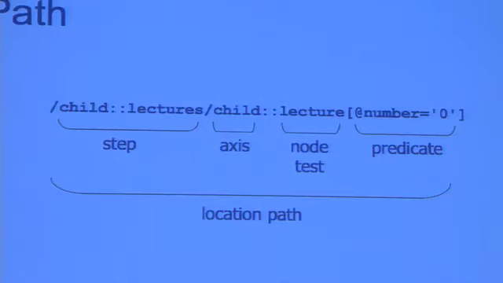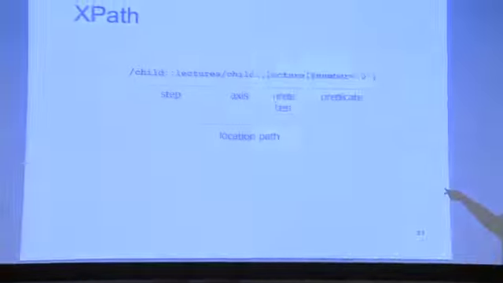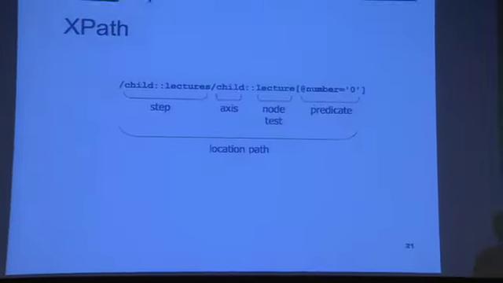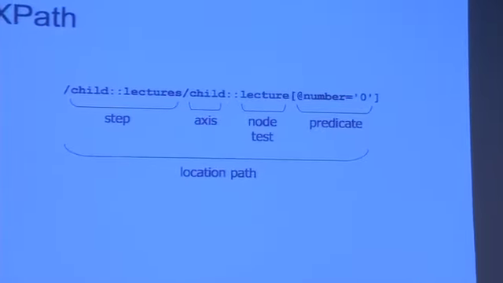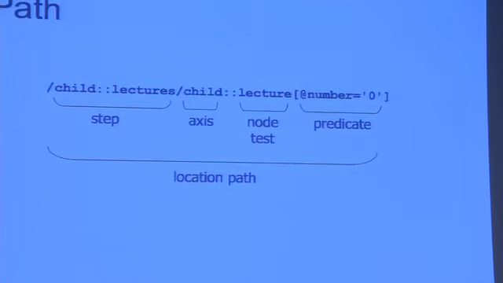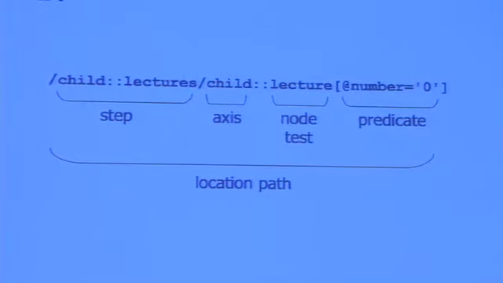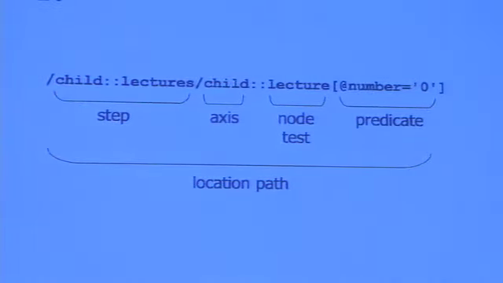Lastly, you have this predicate. The predicate says, OK, you've got all of these lecture nodes. Now go ahead and include only the ones that match this predicate, whereby their attribute, called number, equals quote unquote 0. And notice a few details here. The 0 is quoted because it's a string. Almost everything in XML is a string, even if it looks like a number, because an XML file is a text file. And the equal sign is a single equal sign. It's not equals equals, as it would be in most programming languages.